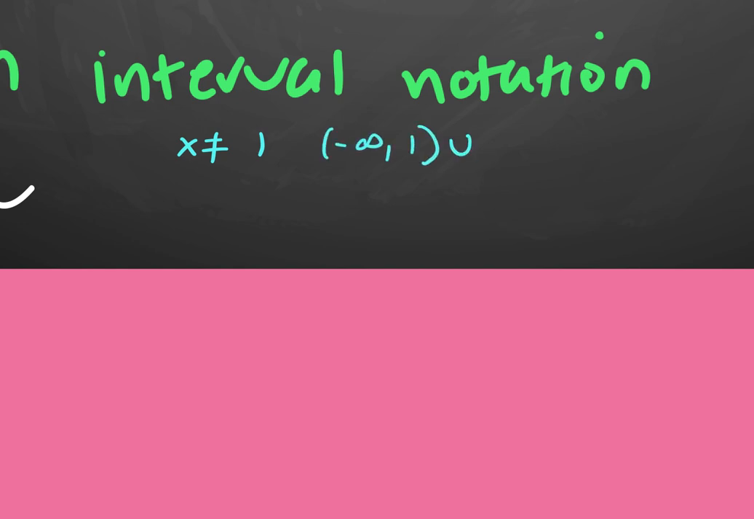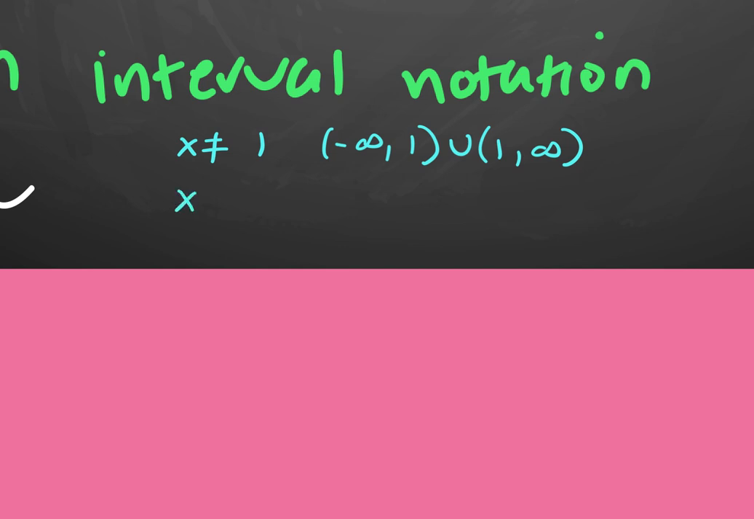And then this little u means union, which means I can use anything from that one and anything from 1 to positive infinity. So when you're writing interval notation, you're saying this is what x can be. From negative infinity to 1, and then from 1 to positive infinity. It can't include 1, so it gets parentheses.